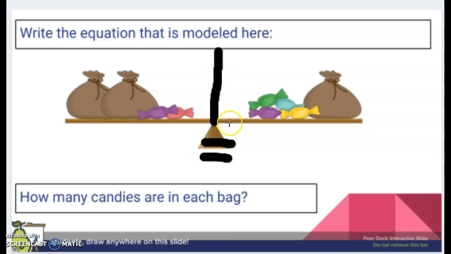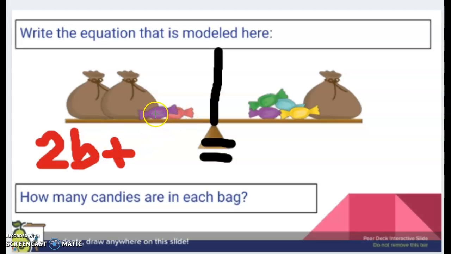Okay, so that's the start of my equation, right? Because I have 2 sides of it. So what I like to do is pick a variable that you want to use. In this case, we're talking about bags, so we're going to go ahead and use a B. So I'm going to count how many bags I have on the left side. I've got 2B plus, and then you count how many little candies you have, 2. Okay, that's the equation so far on the left, right?